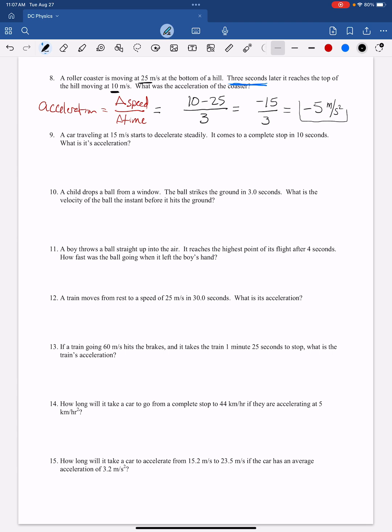Now, before we move on, I want to think about this. This is a negative number. My roller coaster is slowing down, so it's definitely experiencing negative acceleration. Anytime that you get a negative acceleration, that means that an object is slowing down, just like a positive acceleration would be an object speeding up. So if I have a starting speed of 25 and it ends at 10, this is definitely something that is slowing down. So that's how you can solve an acceleration problem.